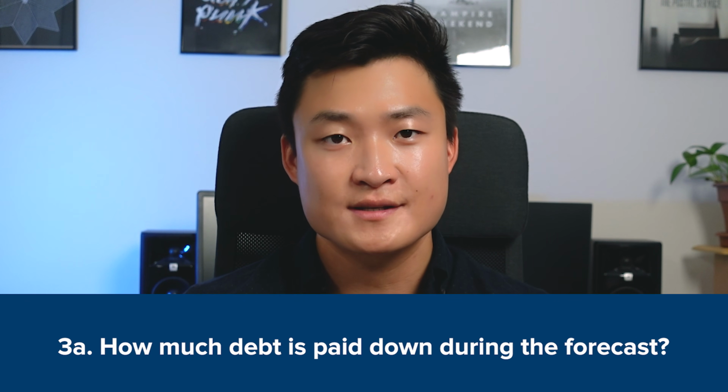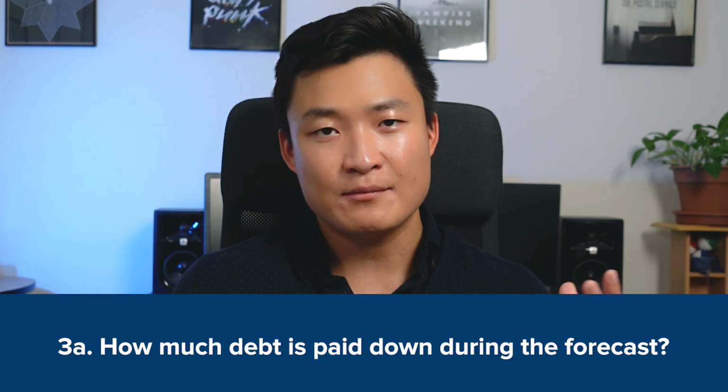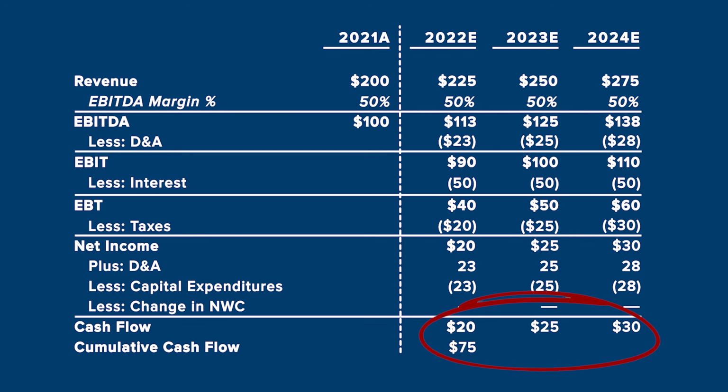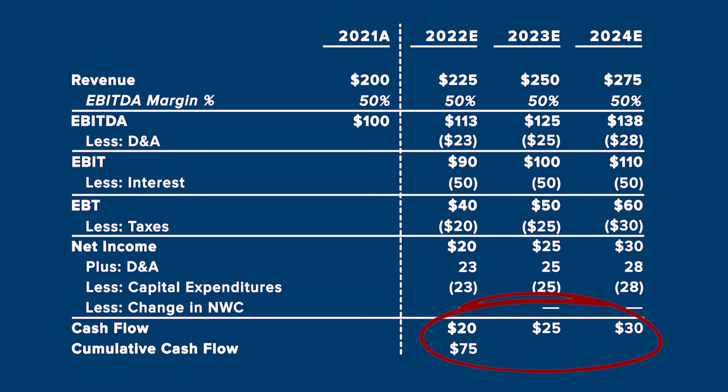So the third part is to calculate the debt pay down and the returns. For the debt pay down, we're essentially wondering how much cash this business generated, because we're going to use that to pay down all of the debt at the end of the forecast. And how do we get that? That's simply the cumulative free cash flow. So we're going to add up 20, 25, and 30. That gets us to a cumulative free cash flow of $75 million.